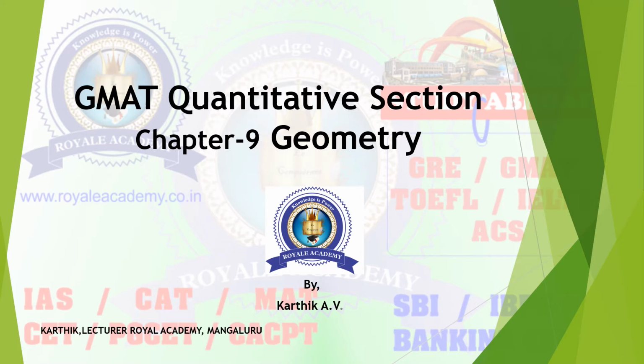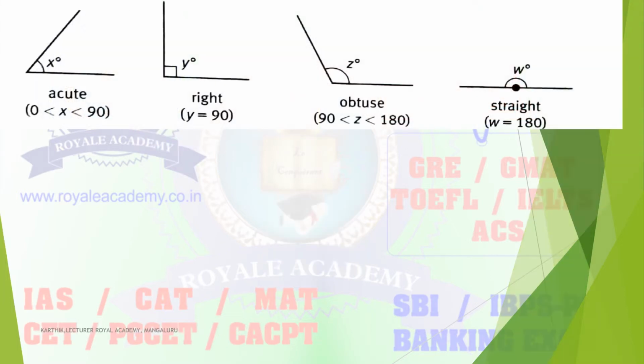Today's class will discuss chapter 9, geometry. It is from the GMAT quantitative section. First we'll discuss the basics of geometry, and after that we'll see the problems one by one.